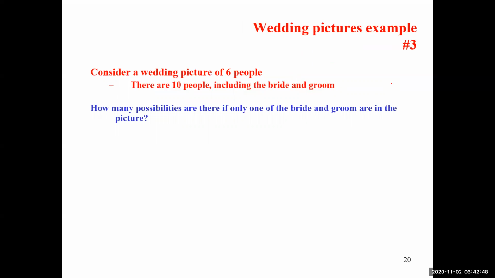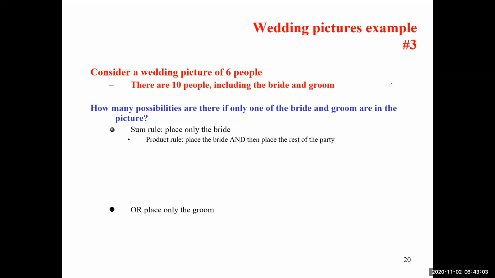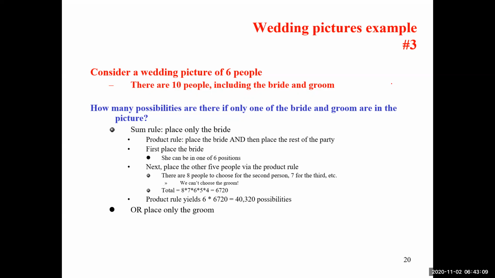Okay, so how many possibilities are there if only one of the bride and groom is in the picture? If only one. There is the sum rule for placing the bride or the groom, and then the product rule to find the number of possibilities when only the bride is placed. Okay, so we have found this already.